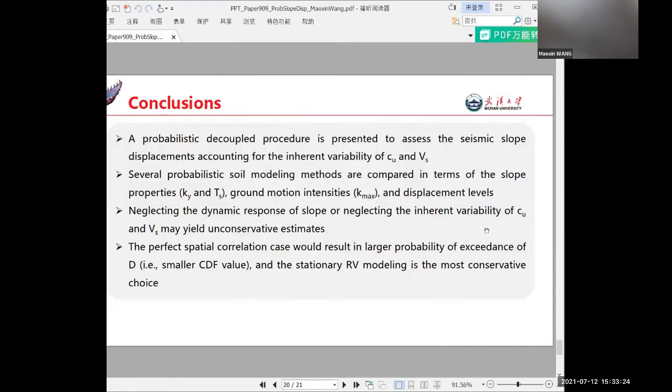Finally, here are four conclusions. We present a probabilistic decoupled procedure accounting for the inherent variability of Cu and Vs, and compare the probabilistic results for different random models. It is found that neglecting the dynamic response of slope or neglecting the variability of Cu and Vs would yield unconservative displacement estimates. The stationary random variable model is the most conservative model, so it can be used for some critical projects.